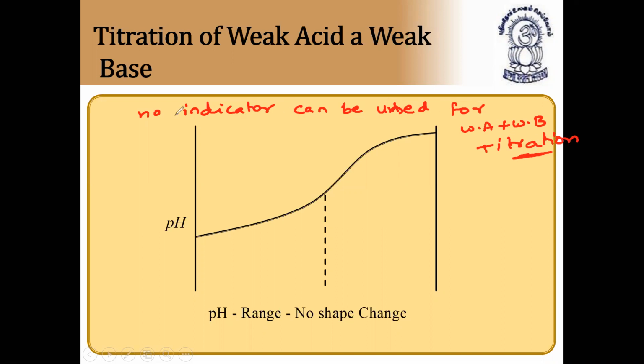So this point is very, very important. No indicator can be used for weak acid and weak base titration. So this is the pH range. No shape change.